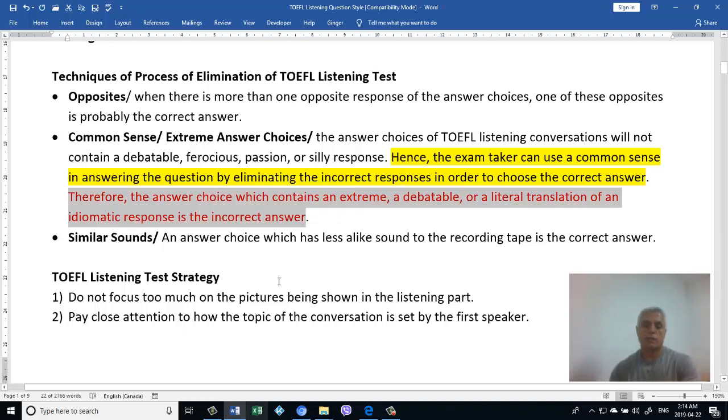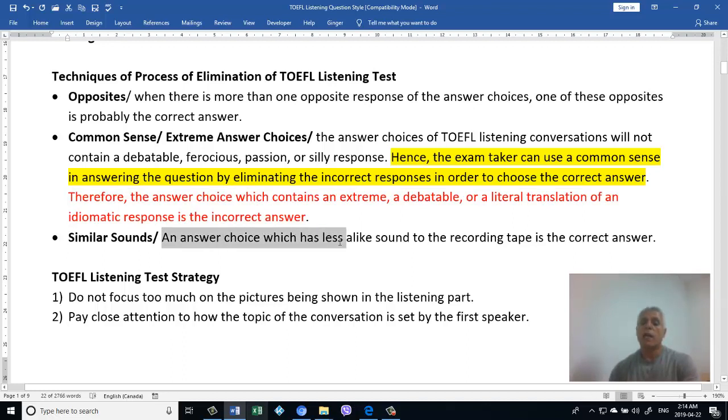Similar sounds. An answer choice which has less alike sound to the recording tape is the correct answer. Okay, this is also important to watch.